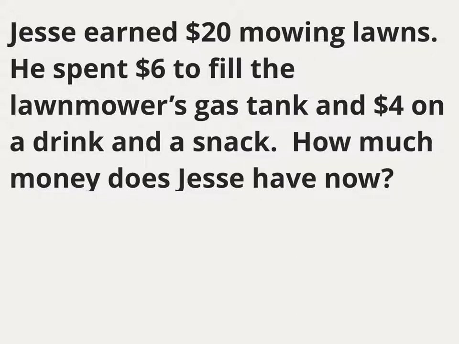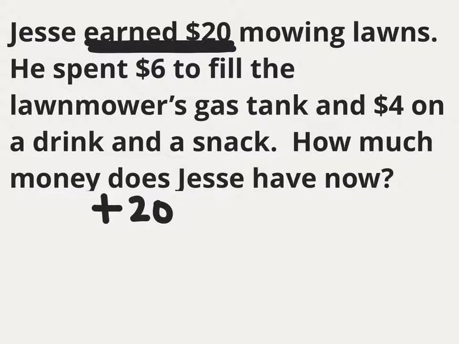So when we go back and take a look at this problem, we should recognize that Jesse earned $20. And to earn would be positive. So his $20 would be positive 20. He spent $6. And to spend would be the opposite of earning. Spending would be negative. So he spent $6, so that's negative 6. And he spent $4 on a drink and a snack, so that would be negative 4. How much money does Jesse have now?